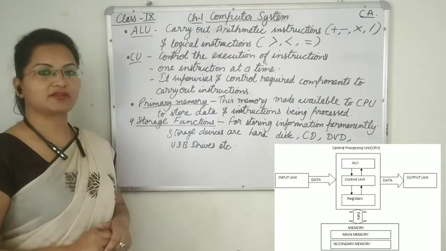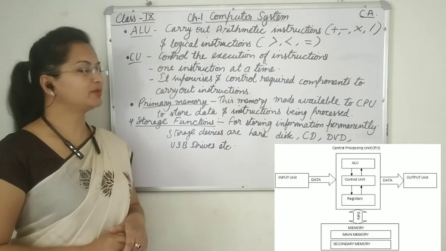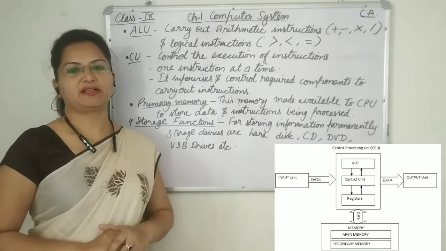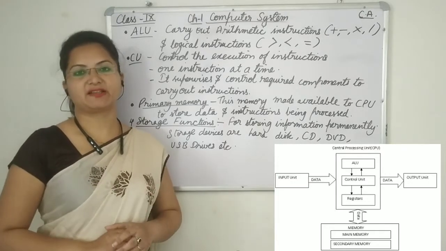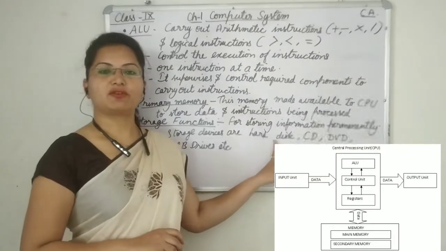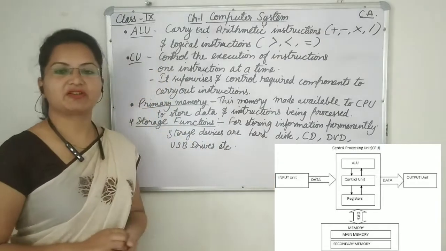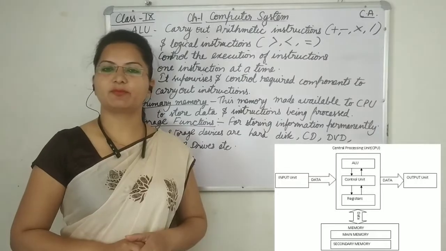Now the storage function. This is the fourth functional component of the computer. It is responsible for storing the data permanently. Once we have created our document, where will it be saved? It will be saved permanently somewhere. That means we can save it on the hard disk, on a CD, DVD, or USB drive. Any storage device can be used to store data permanently using computers.